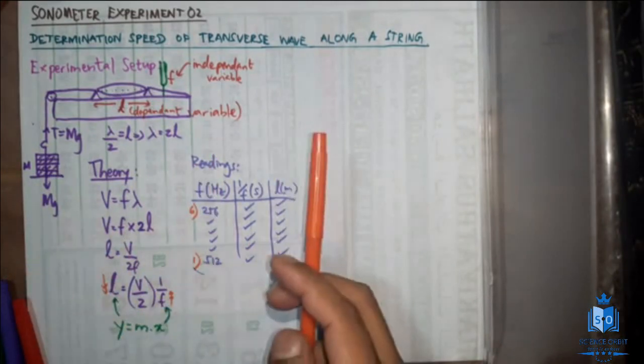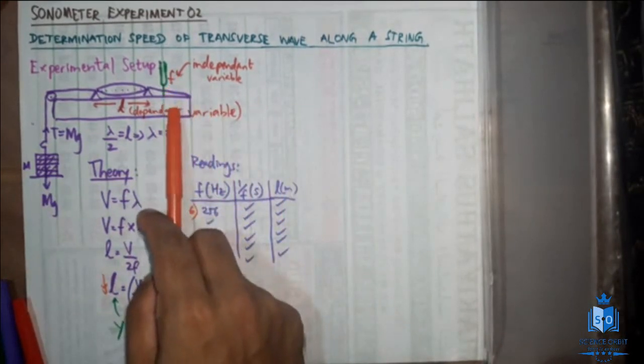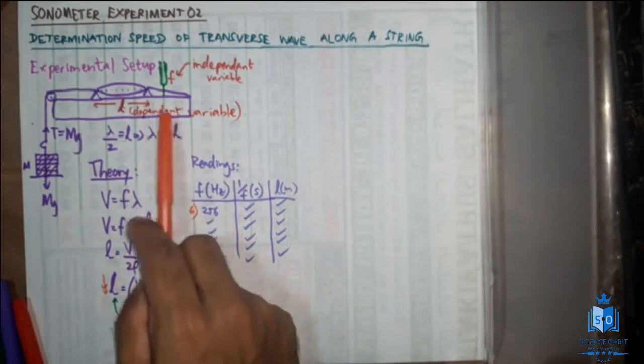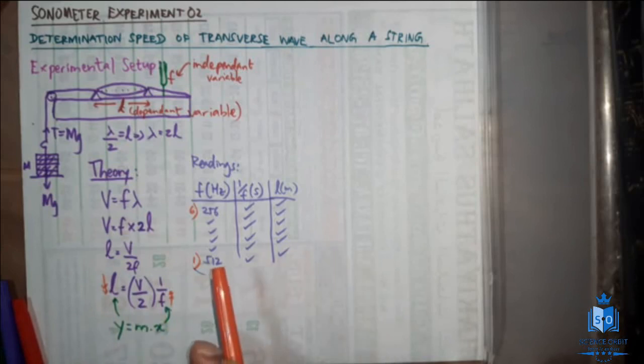Then you vibrate the tuning fork and place it on the sonometer box. Okay, you place it on the sonometer box. Please make notes about the important things I am telling about this experiment. It's very important, because the questions in the structured paper will be based on these important facts.